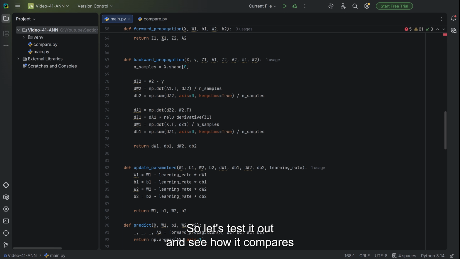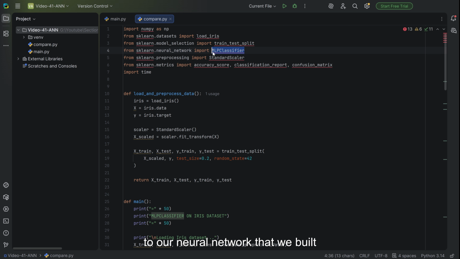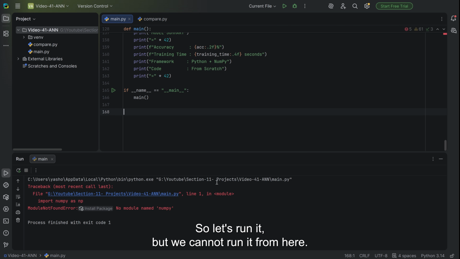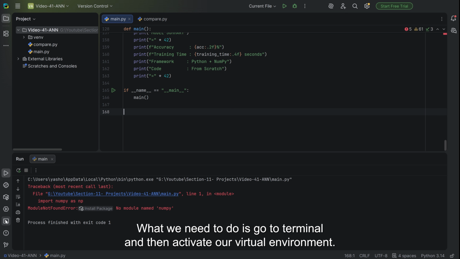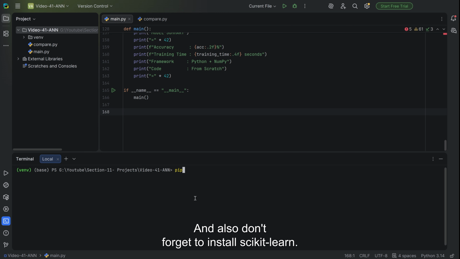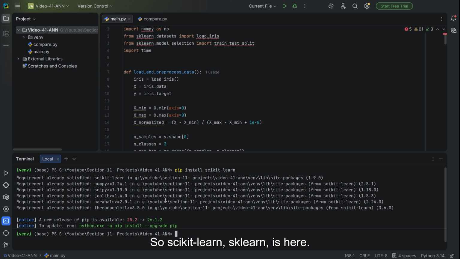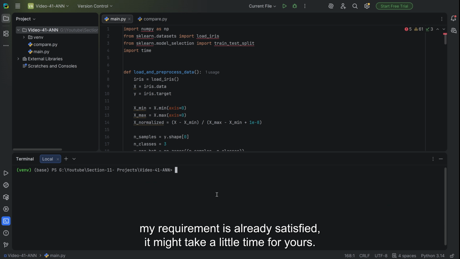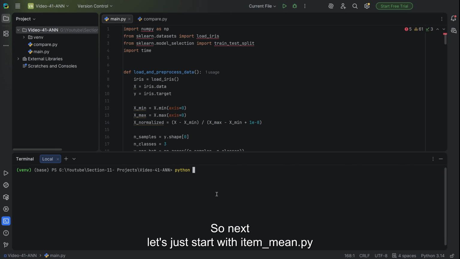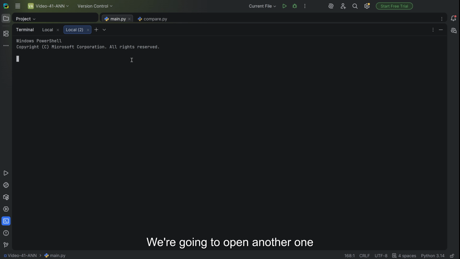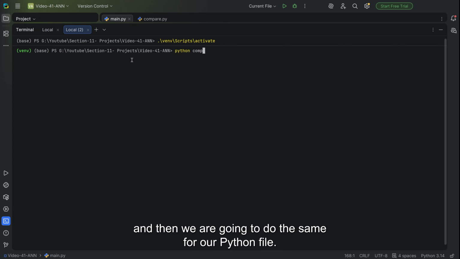So let's test it out and see how it compares to the neural network that we built with MLPClassifier and StandardScaler, and then see which one does better. So let's run it, and we cannot run it from here. What we need to do is go to the terminal and then activate our virtual environment. And also don't forget to install Scikit-Learn. This is sklearn here. I already have it, so that's why it says requirement already satisfied. It might take a little time for yours. So next, let's just start with python main.py. It's going to take a while to get our results. Till that time, we're going to open another one, and then we're going to do the same for python compare.py.